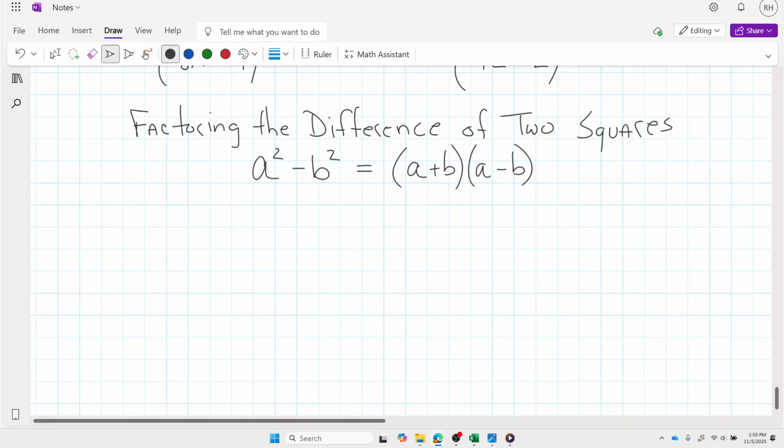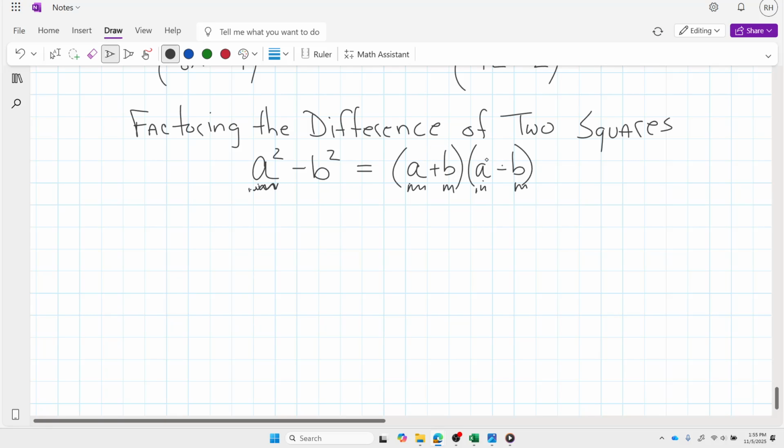All right, and if you look at the first term in each of the factors, isn't it the square root of this first term? What's the square root of a squared? A, so you've got an a here and an a here. What's the square root of b squared? B, so you've got a b here and a b here. And if there's no middle term and this is subtraction, then you just go with a plus and a minus.